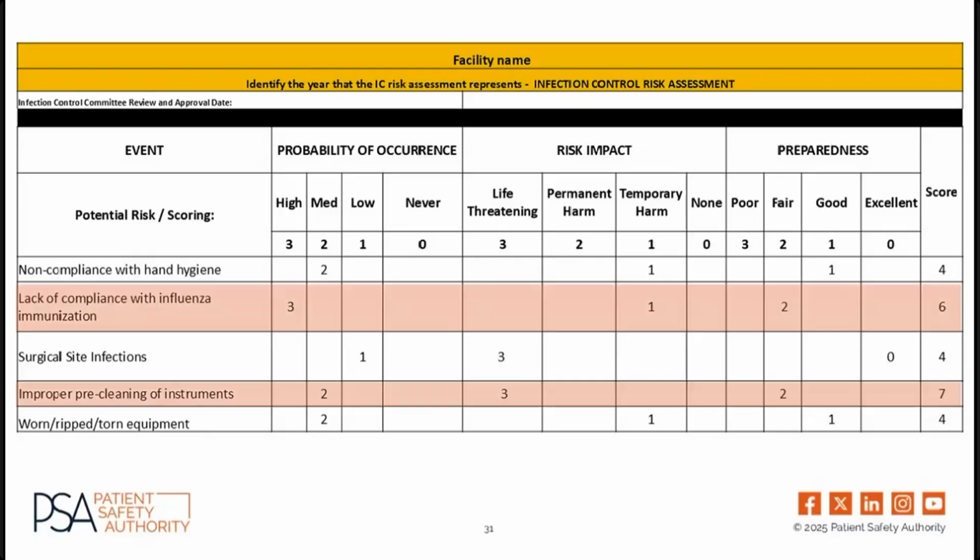So based on these numbers, we know that lack of compliance with influenza immunization and improper pre-cleaning of instruments were our 2 highest rated categories. So those are the ones that we're going to use to create our goals for the year.